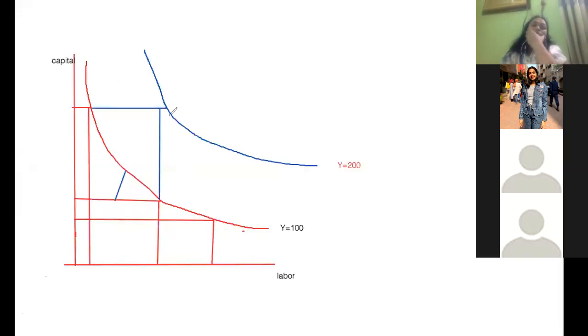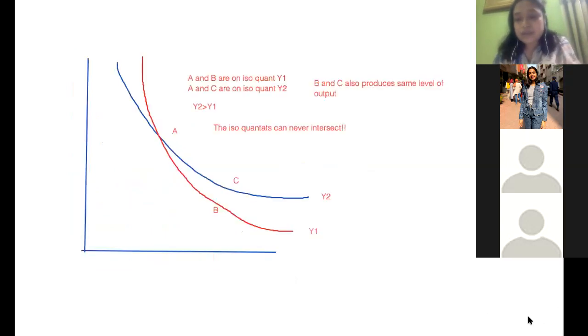All right. So the reason it has to be convex to the origin is because of how farms will switch between labor and capital. A farm that is very labor intensive, right? So to increase labor by a little bit. Let me go to the next slide. It only allows two slides, unfortunately.